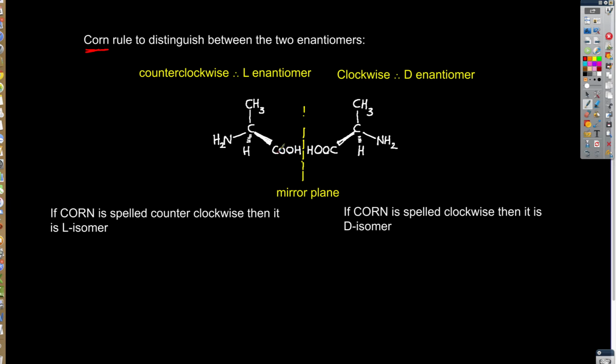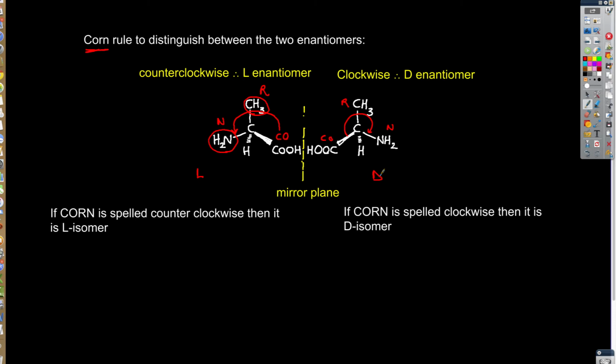Now COOH, your carboxylic group, is the CO of the CORN. Your CH3 is your R group, and finally your amine group is your N, and you see it spells out CORN. Now if the CORN is spelled out in a counterclockwise rotation, we are going to call this L amino acids. If you look at the other mirror image of this, which is the other optically active form, the CORN is spelled out in a clockwise fashion. Therefore, this is your D enantiomer.